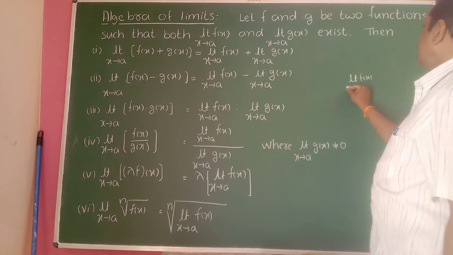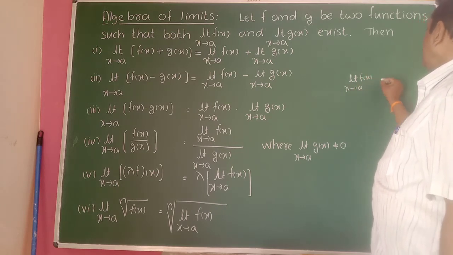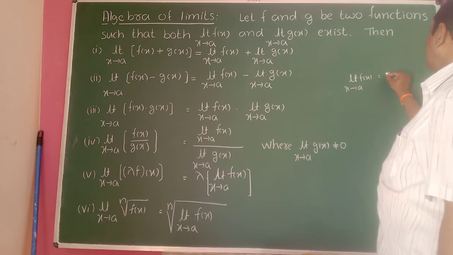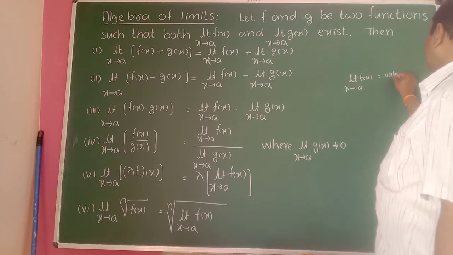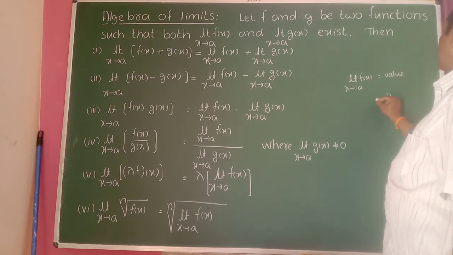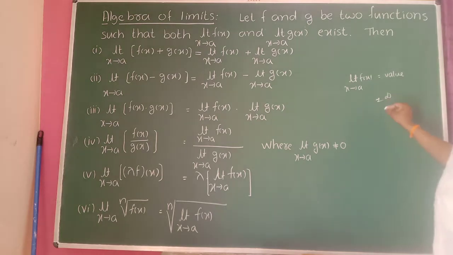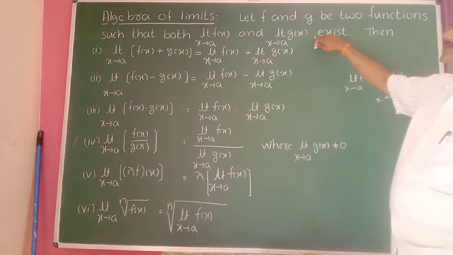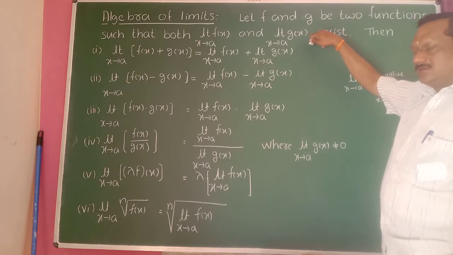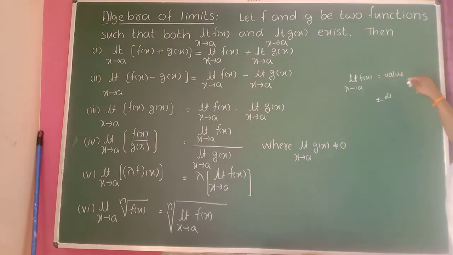The limit of f of x as x tending to a gives one particular value, not infinity. Infinity means the limit does not exist. So it has a particular value, means it has a value. Then we say that it exists.